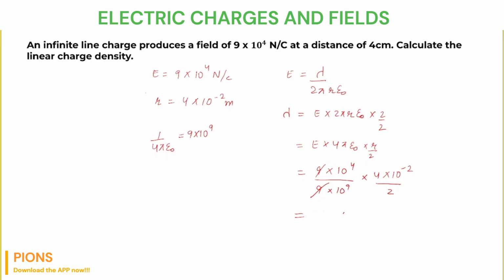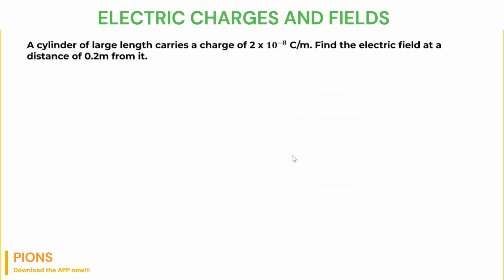and 4 by 2 is 2. So that will be our lambda. And what's the unit? Coulomb per meter. So this is our answer for this problem. Many of the students as a beginner, they take it as 8.854 into 10 to the power minus 12. Done? Understood? Let's see the next one.